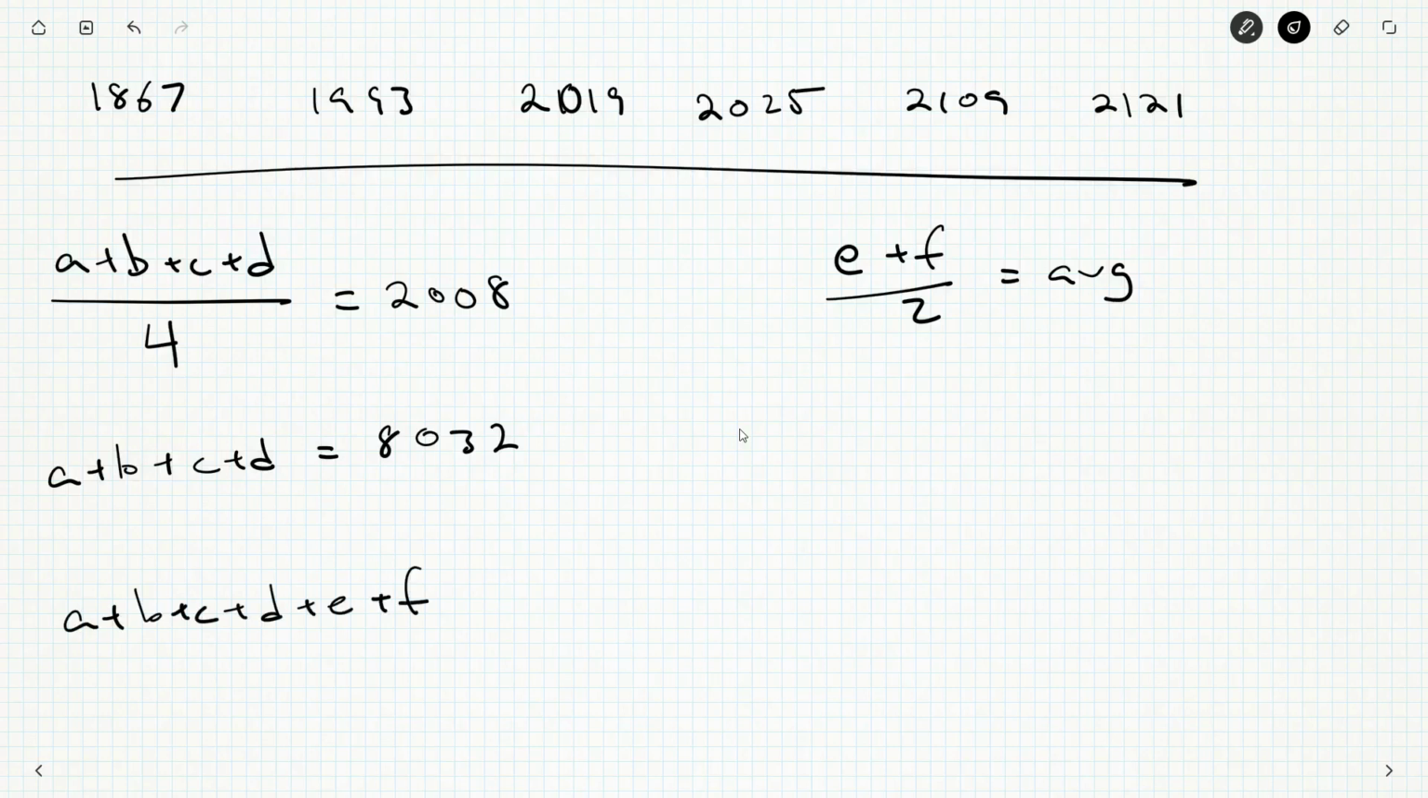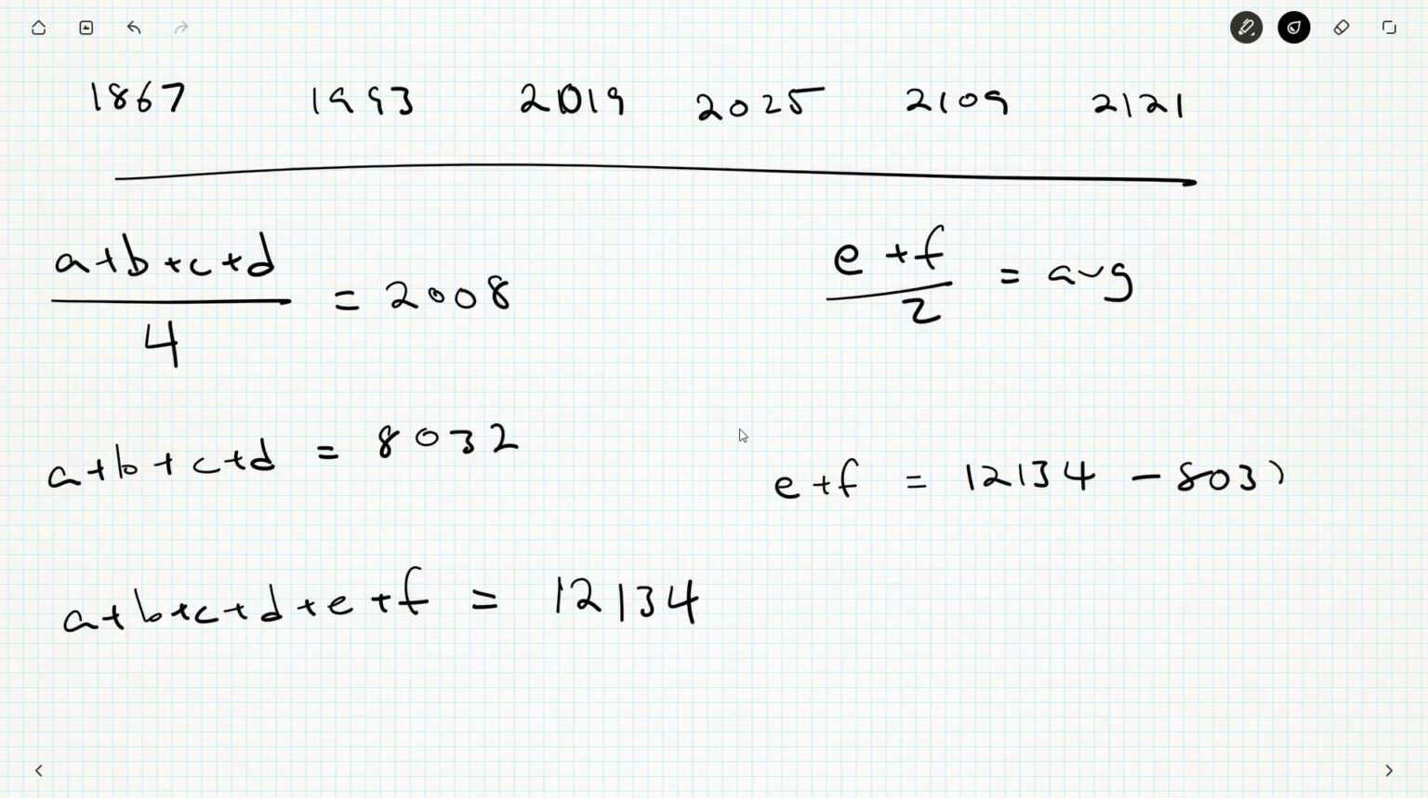Even if I don't know which 2 are E and F, I know they're among these 6 numbers, and so I know the sum of all of these, and I can grab my calculator and calculate them. Just add up 1867, 1993, 2019, 2025, 2109, and 2121. In total, I get 12,134. So E plus F must be 12,134 minus 8,032. It's got to be whatever's left over.